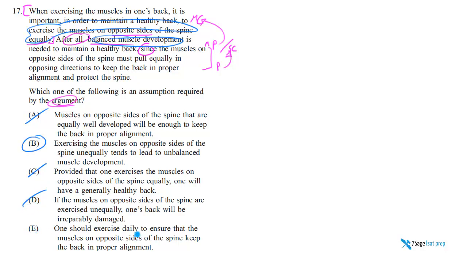E says one should exercise daily in order to ensure that the muscles on opposite sides of the spine keep the back in proper alignment. And what if it's not daily? What if it's like one should exercise once every other day to ensure this? Again, it just doesn't have anything.